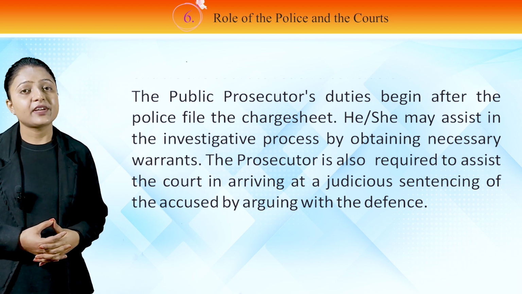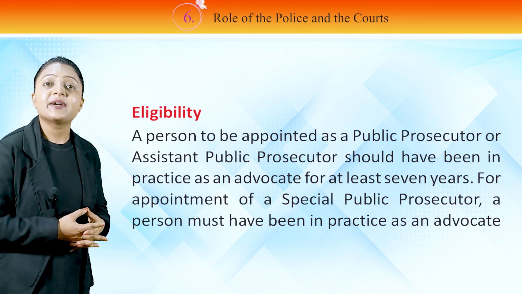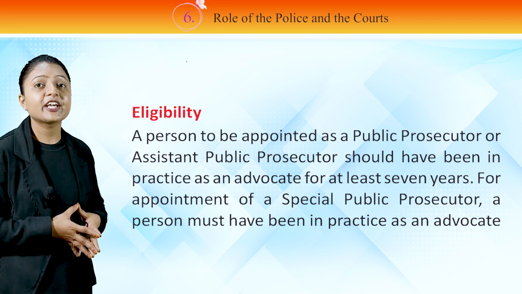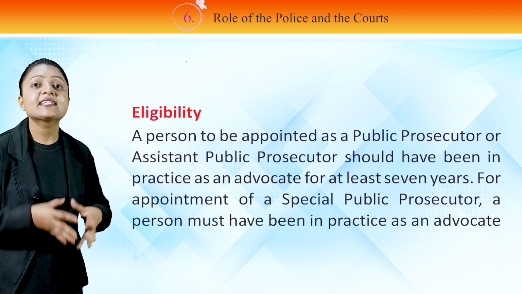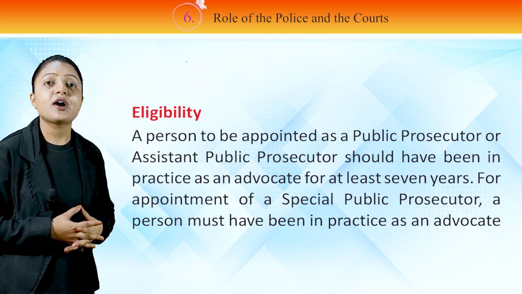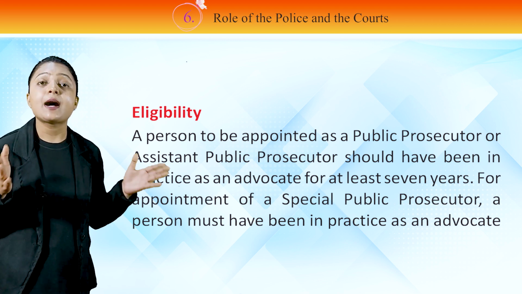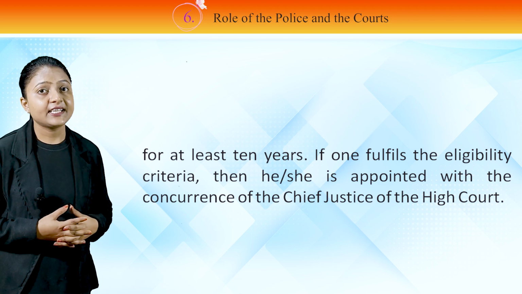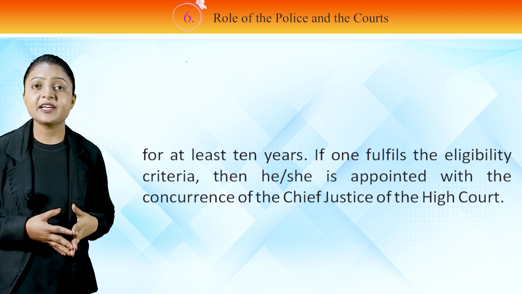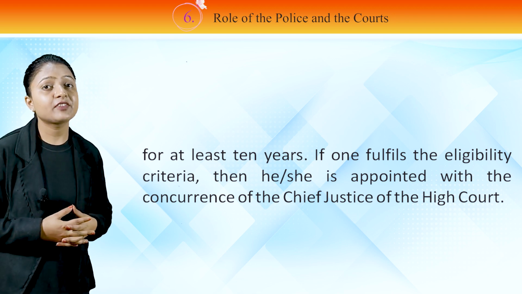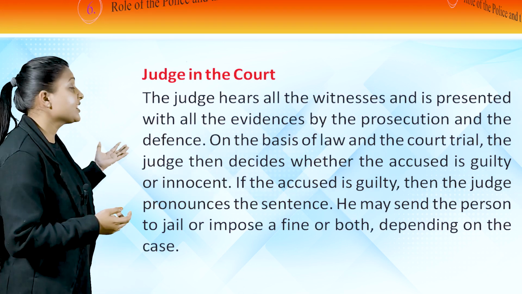Eligibility. A person to be appointed as a public prosecutor or assistant public prosecutor should have been in practice as an advocate for at least 7 years. For appointment of a special public prosecutor, a person must have been in practice as an advocate for at least 10 years. If one fulfills the eligibility criteria, then she is appointed with the concurrence of the Chief Justice of the High Court. Judges in the court.